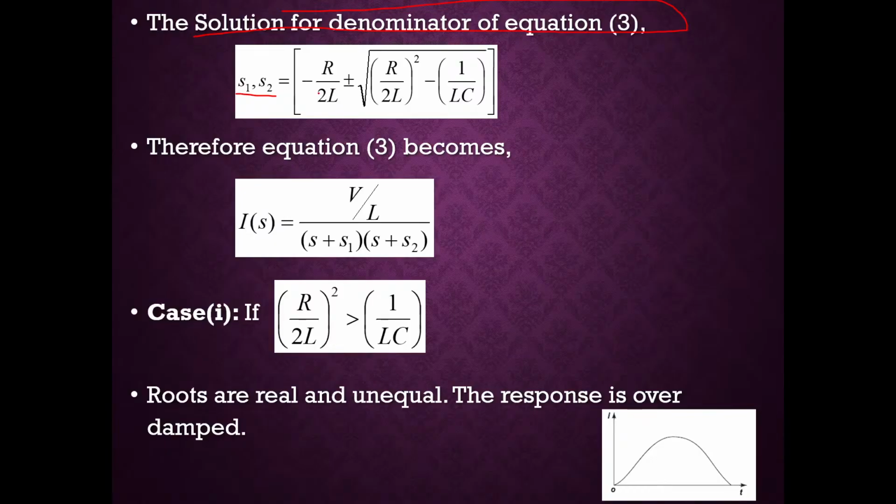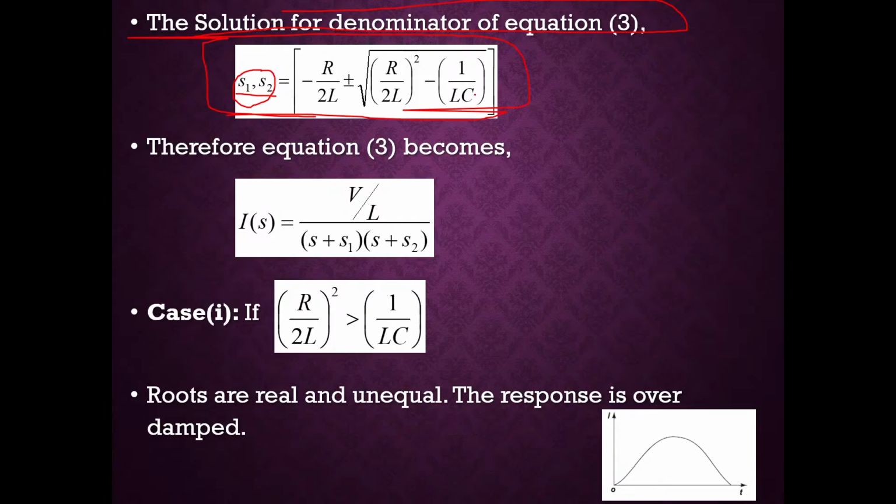So S1 is equal to what? You will get minus R by 2L plus root of R by 2L whole square minus 1 by LC, and similarly S2 is equal to minus R by 2L minus root of R by 2L whole square minus 1 by LC. I hope you know how to determine the roots of a quadratic equation. If you know, you can write down these roots. So we have determined the roots now.